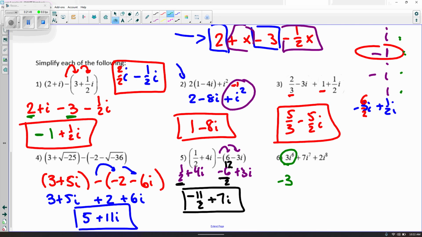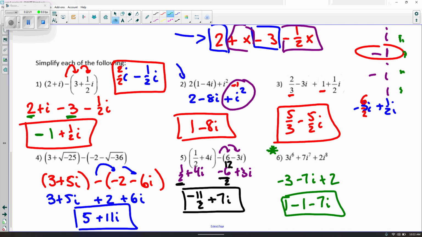i to the 7th, 1, 2, 3, 4, 5, 6, 7 is -i. So this is -7i. 8: 1, 2, 3, 4, 5, 6, 7, 8. That's just 1. So this makes that just +2. I can put these together and get -1 minus 7i. You will see problems like number 6 on tests and quizzes, okay? So be prepared for that type of stuff.